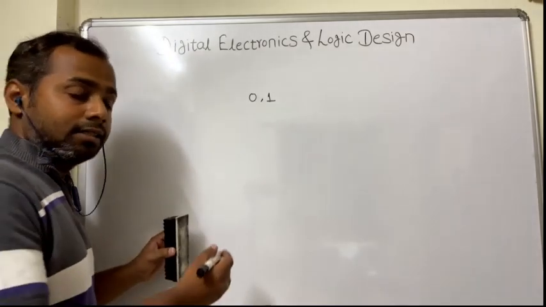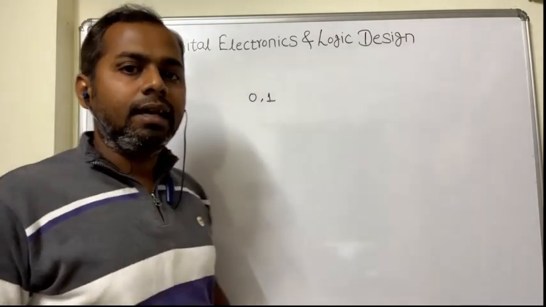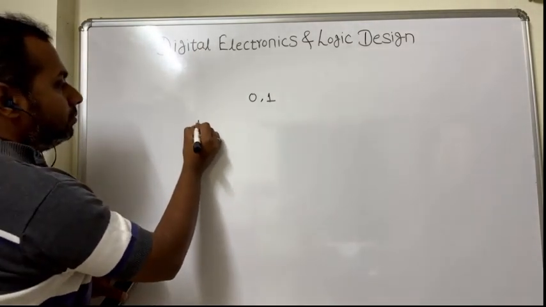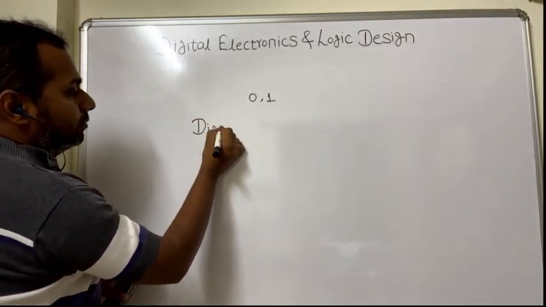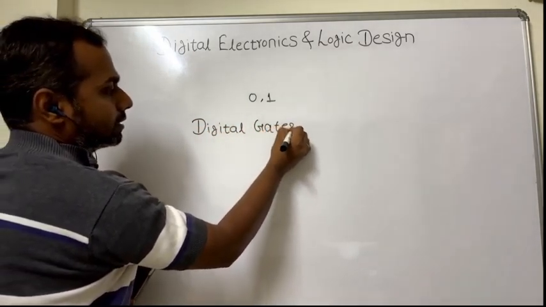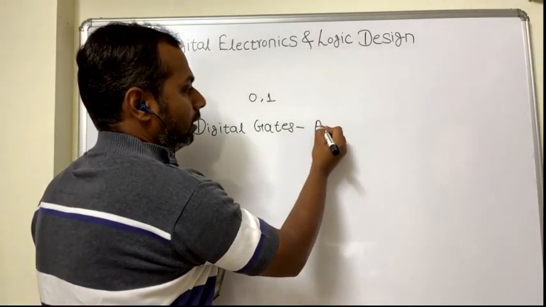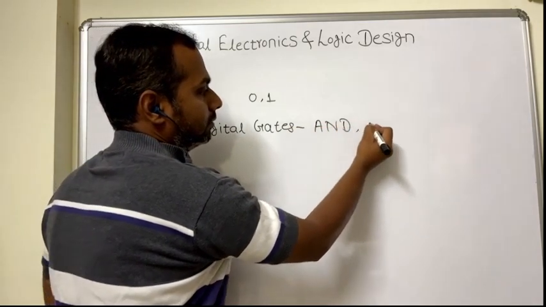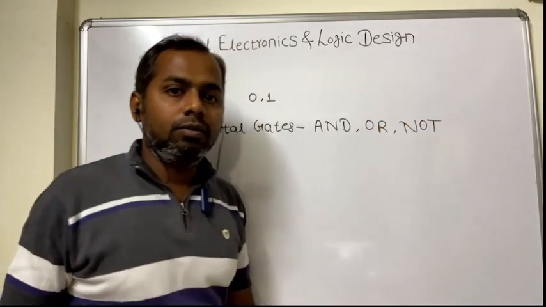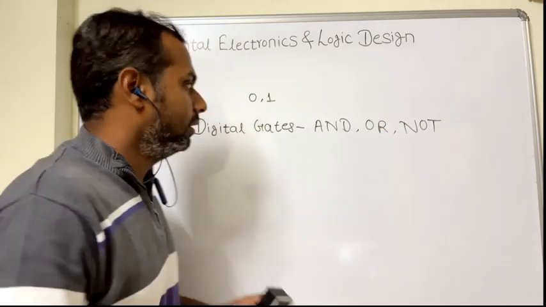Now, which are the gates used in digital electronics? There are some basic gates and some derived gates. We'll see one by one. First of all, digital gates are: AND gate, OR gate, NOT gate. These are known as basic logic gates.